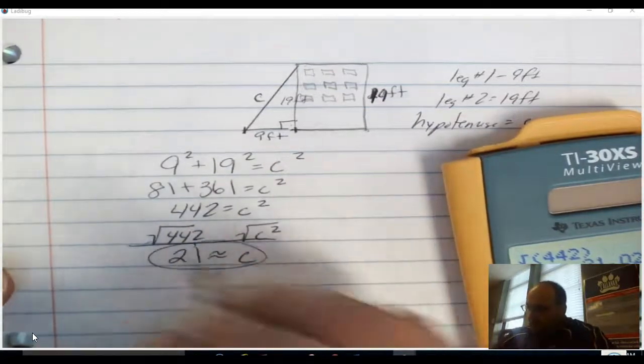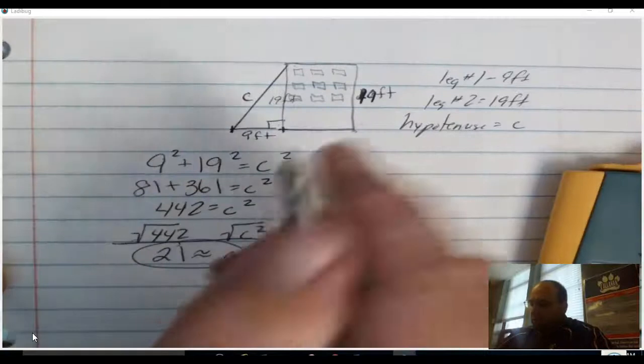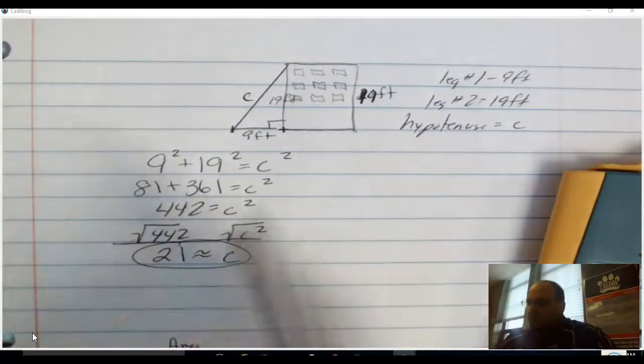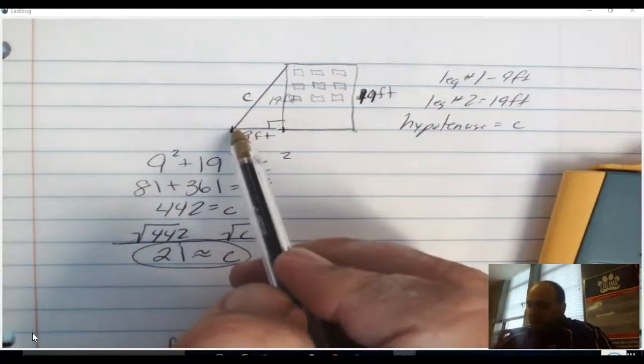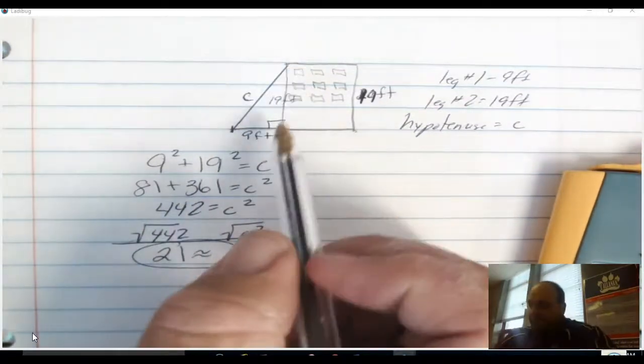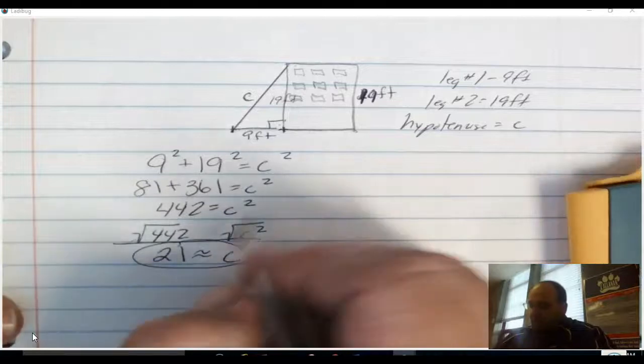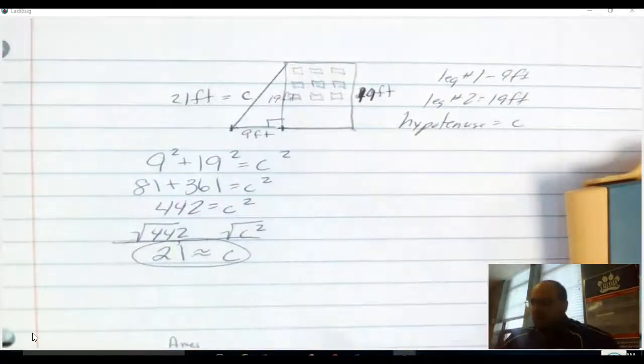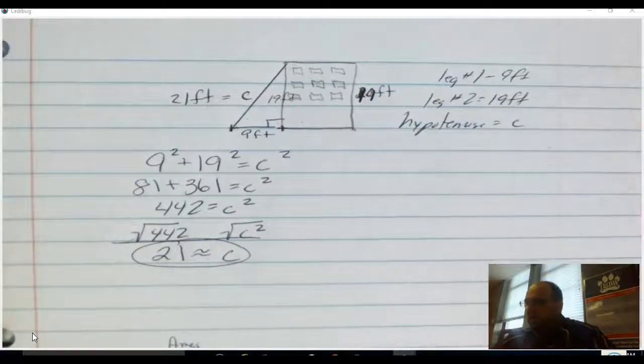All right, so what's 21? 21 is the length of my ladder. So I need a ladder at least 21 feet to go from the bottom of the ground to the top of this building. So 21 feet is the length of this ladder if I wanted to reach the top from 9 feet away from the building. All right, let's look at another example.